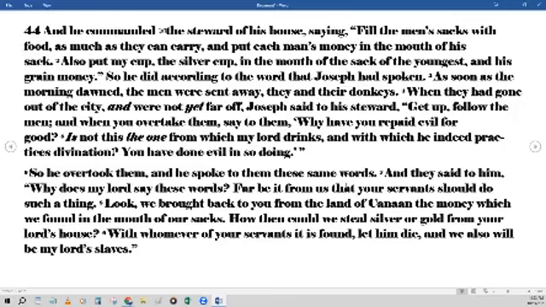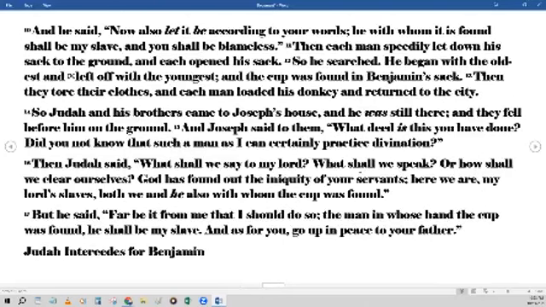And they said to him, why does my lord say these words? Far be it from us that your servants should do such a thing. Look, we brought back to you from the land of Canaan the money which we found in the mouth of our sacks. How then could we steal silver or gold from your lord's house? With whomever of your servants it is found, let him die, and we also will be my lord's slaves. And he said, now also let it be according to your words. He with whom it is found shall be my slave, and you shall be blameless.